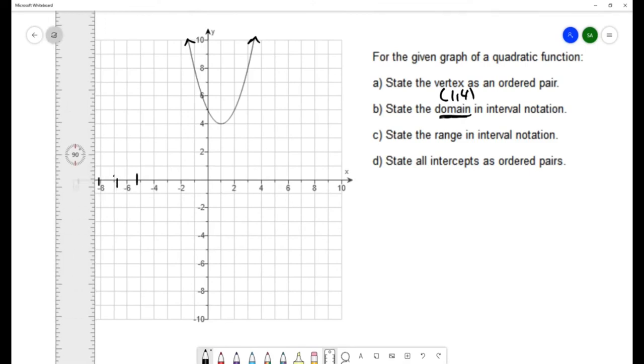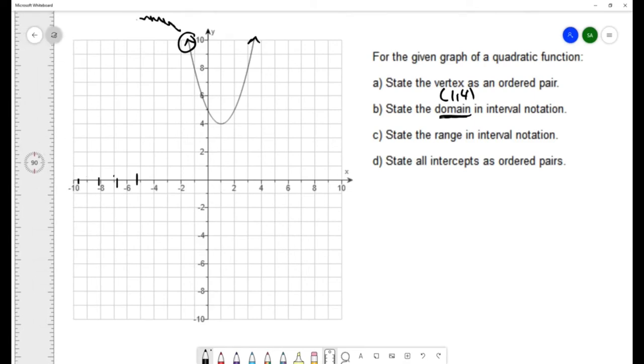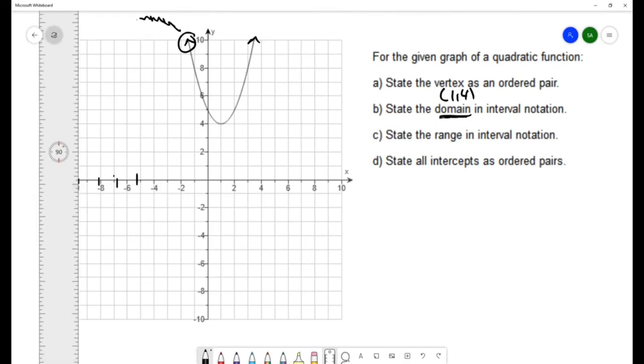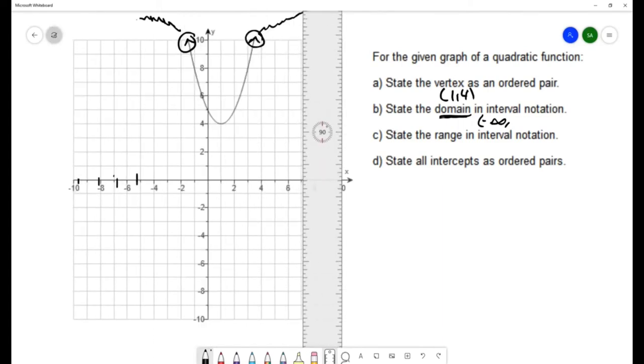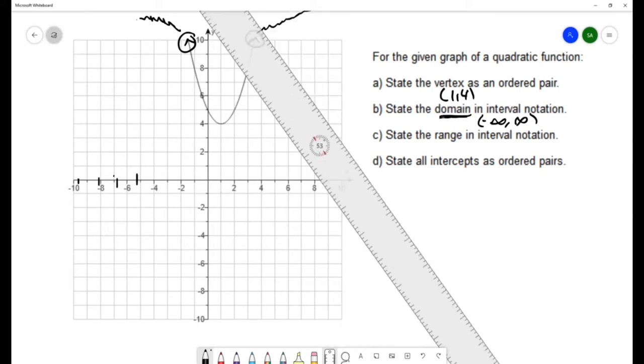So because of these arrows going on forever, it's going to keep going up and to the left. That means that there is no real starting point for the domain. We say that it begins at negative infinity. And because of this arrow here, it's going to continue to go up and to the right. There's no stopping point for the x values. So it goes from negative infinity to infinity. That's all real numbers. For our range, we'll hold the ruler horizontally.